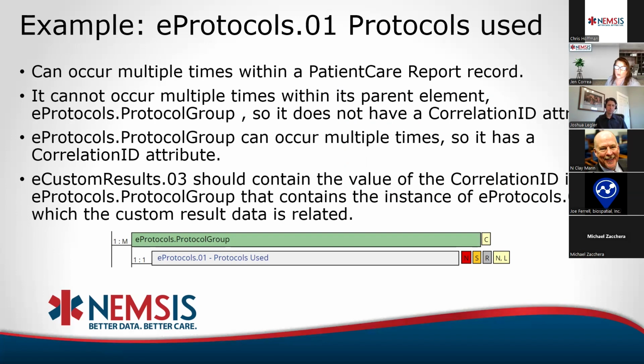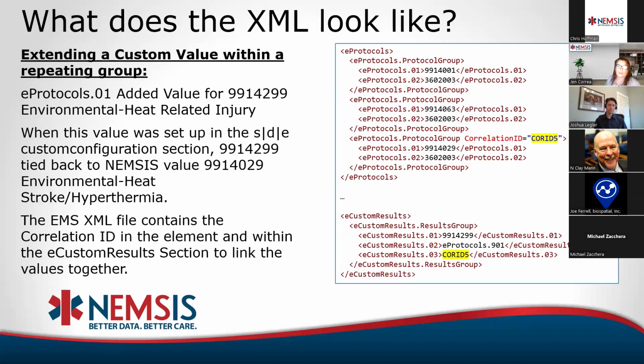E-customs results 03 will have that correlation ID. So that is going to show up in your XML, and we're going to take a look at that. There we go. Extending the custom value within a repeating group, that's what this is called.